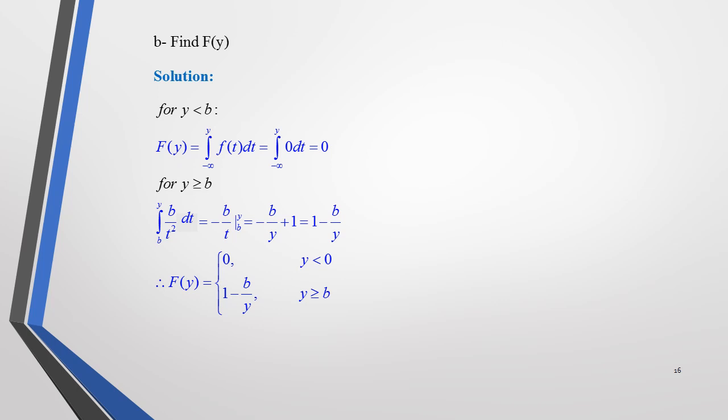The first integral is 0, and the second one is b times t to the power negative 2. So its integration is b times t to the power negative 1 divided by negative 1, which is equal to negative b over t, evaluated at y and b. So the CDF for y greater than or equal to b will be equal to 1 minus b over y.